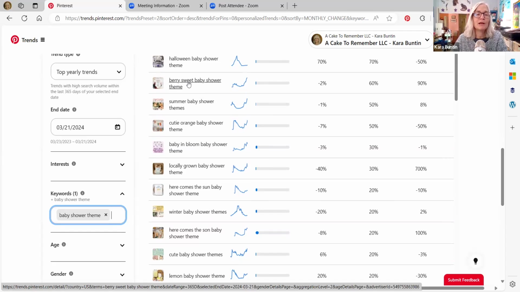Okay, so maybe I could do some cupcake toppers that are little berries. And in the keywords on that, I would call it berry sweet baby shower theme cupcake toppers. Right. So look, the trend here, it's going up, up, up, probably because this is springtime. Now, I don't know if this is a new theme. A lot of new baby shower themes kind of get picked up every year. And sometimes you'll see a curve like this.